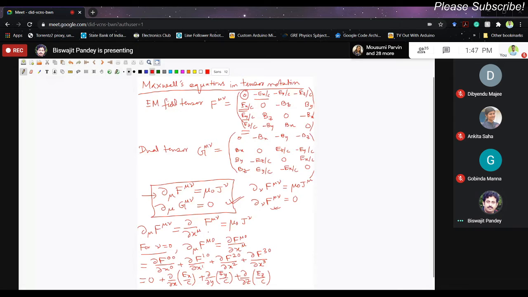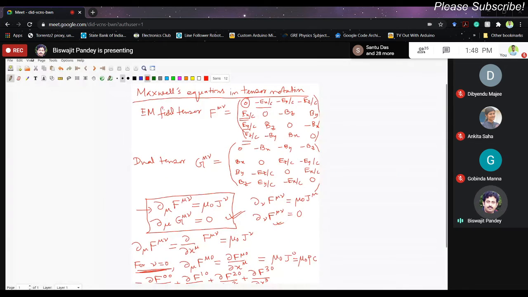Now you see 1/c is just a constant, you can keep that outside of these derivatives. And our equation tells us that on the right hand side I can write this to be equal to μ0 times J^0, since we have chosen ν equal to 0. If you remember, the first component, the time component of the 4-current density, is ρc, so μ0 ρ c, right? Now if I take 1/c outside of this derivative and simplify it, what shall we get? Let us check it.